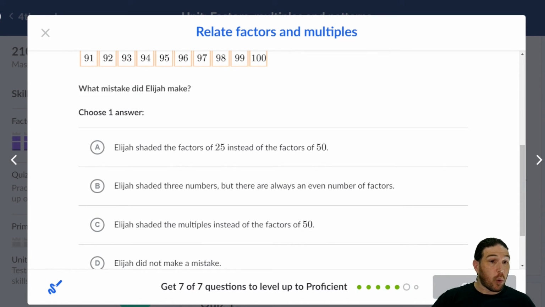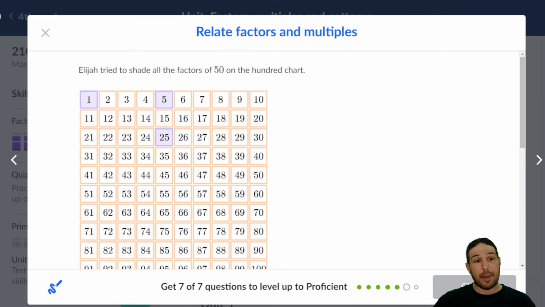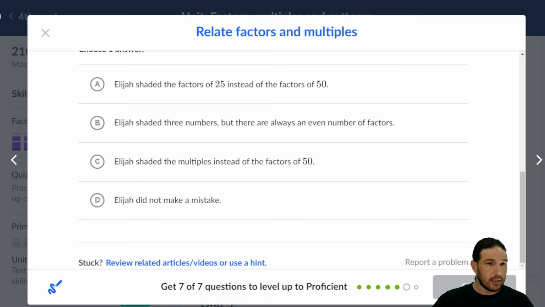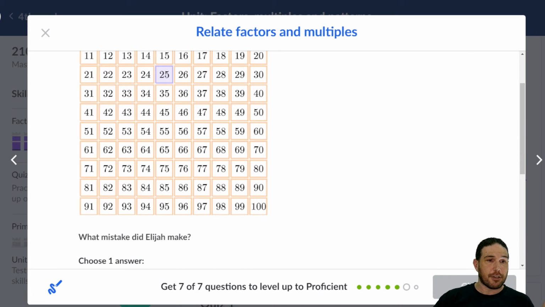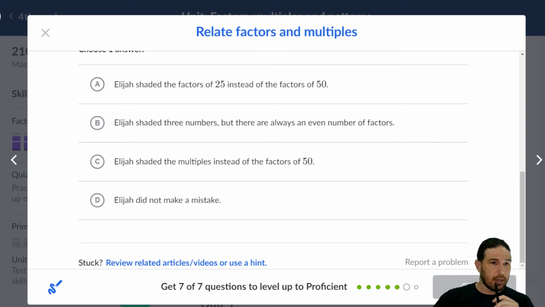Shaded the factors of 25 instead of the factors of 50. That makes sense. These are the factors of 25, 1, 5, and 25. Elijah shaded 3 numbers, but there are always an even number of factors. There is not always an even number of factors, so that's definitely wrong. Elijah shaded multiples instead of the factors of 50. He did not. So yeah, I'm going to say A, he shaded the factors of 25 instead of the factors of 50.